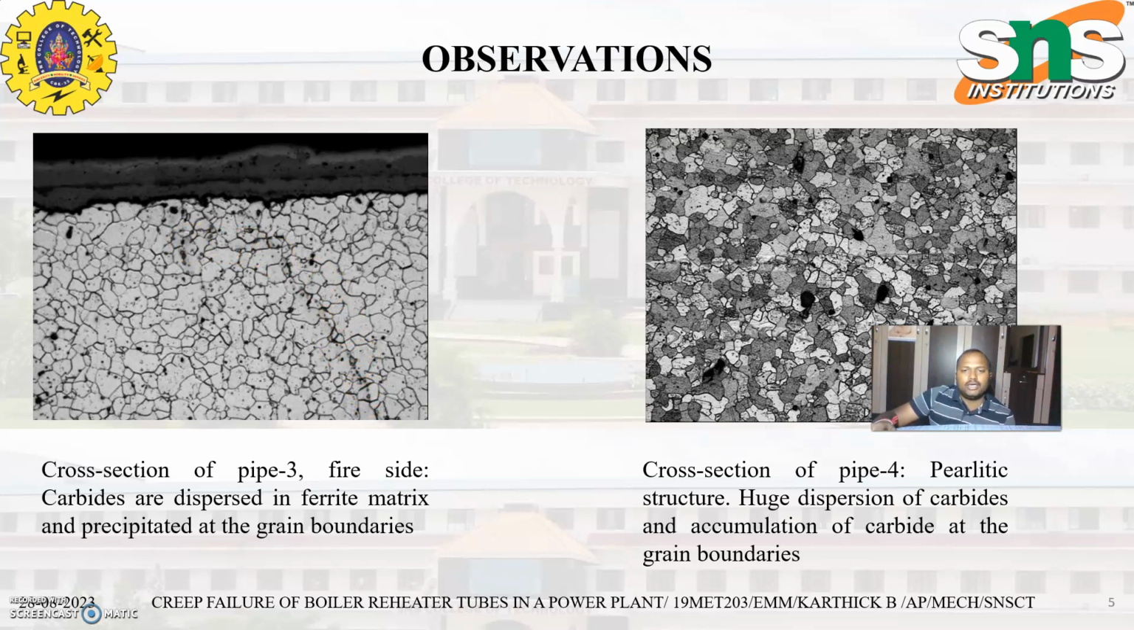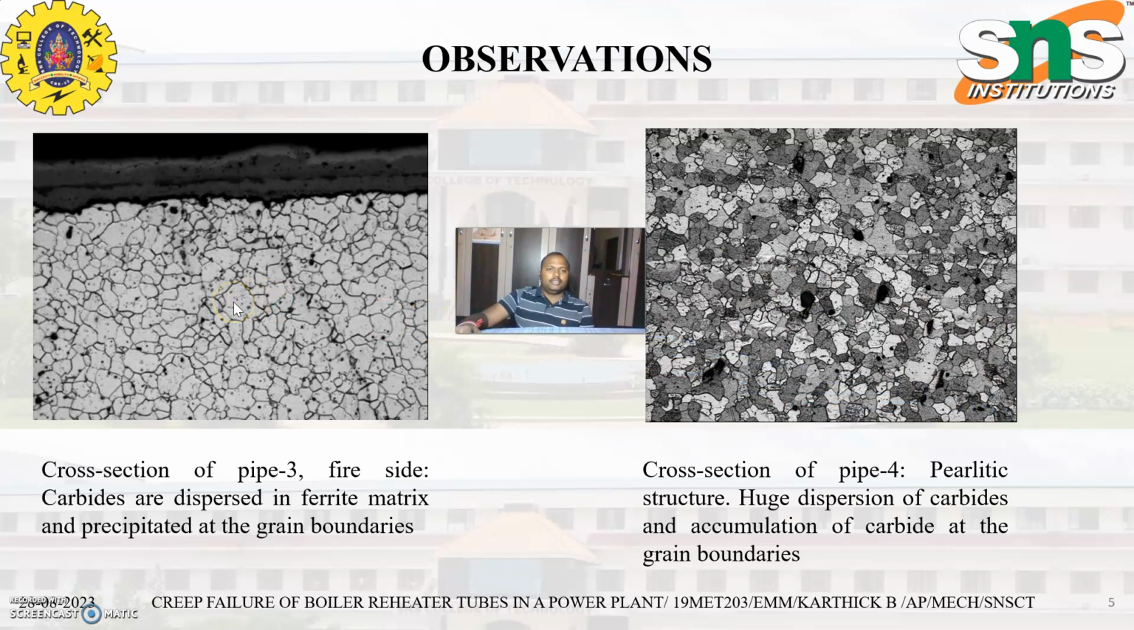As I already told, once the carbides are precipitated or formed in the grain boundaries, it will reduce the strength. While taking the cross section of pipe 4, we can see a huge pearlitic structure, and there also you can see a huge dispersion of carbides and accumulations at the grain boundaries. As I already said, in both these microstructures, we can see the carbides are dispersed here and there, but mainly present on the grain boundaries. Once these carbides are present in the grain boundaries, it will reduce the mechanical properties of the particular material.